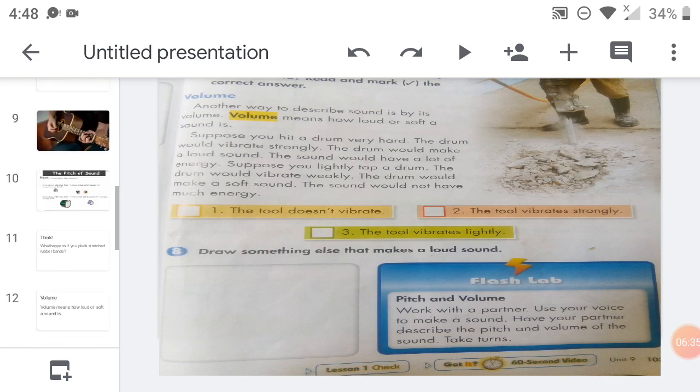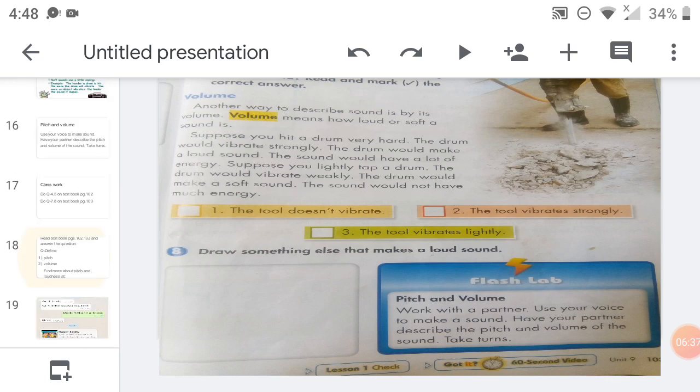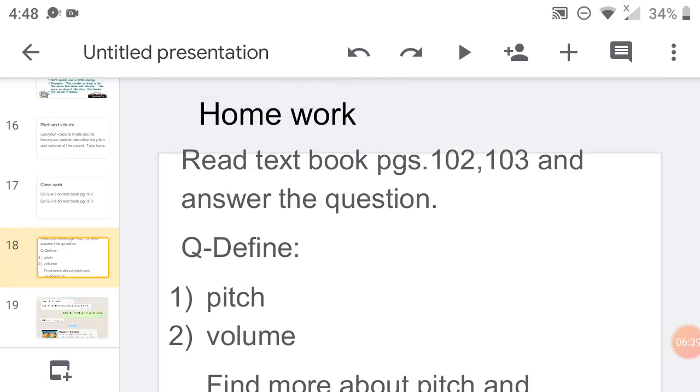Okay, now I am going to assign you homework. Okay, what to do in the homework? Let me tell you. Read textbook pages 102 and 103 and answer the question. You may answer the question in your notebook, but if the notebook is not available with you, you may answer this question on a loose sheet. It's up to you. But do the homework very nicely and be careful about your handwriting. Okay, students?